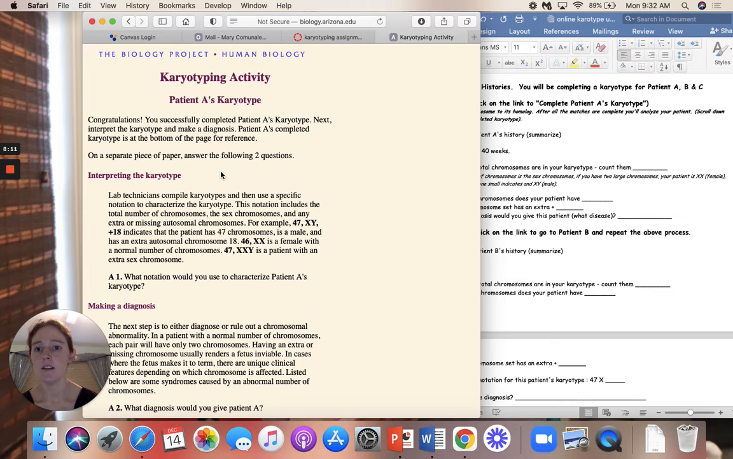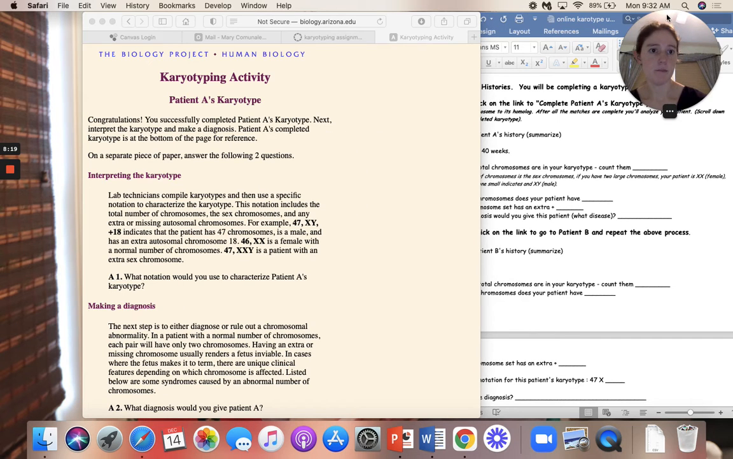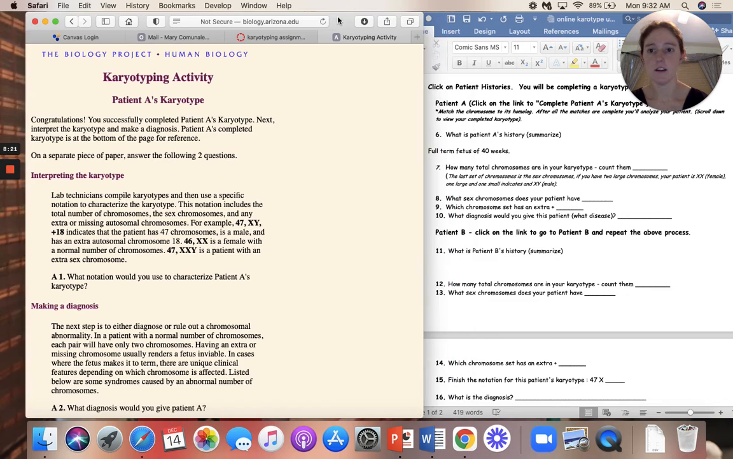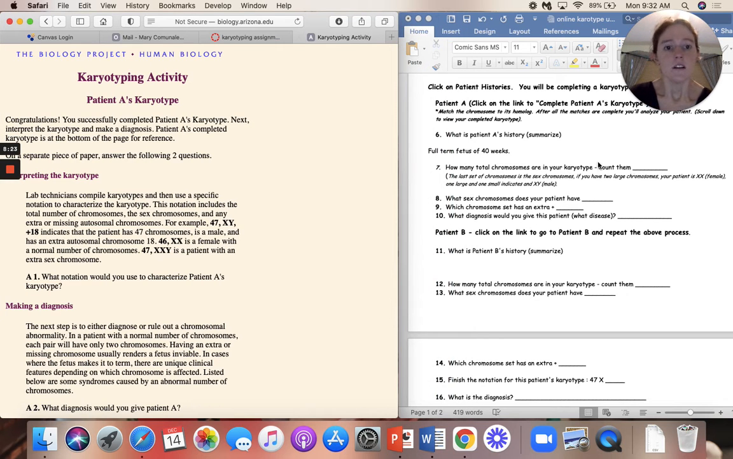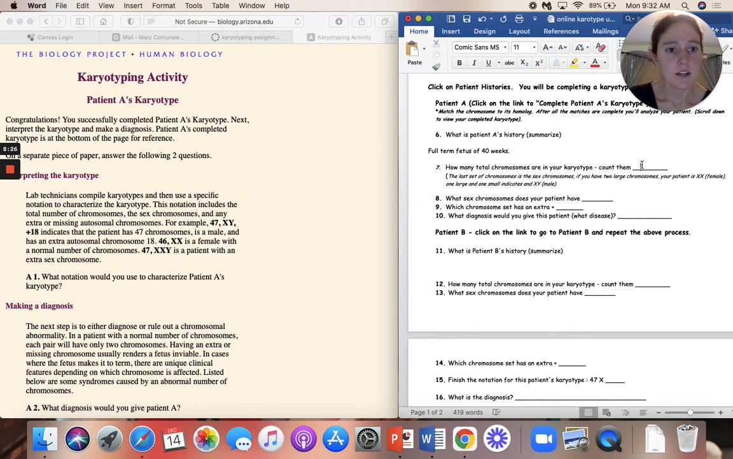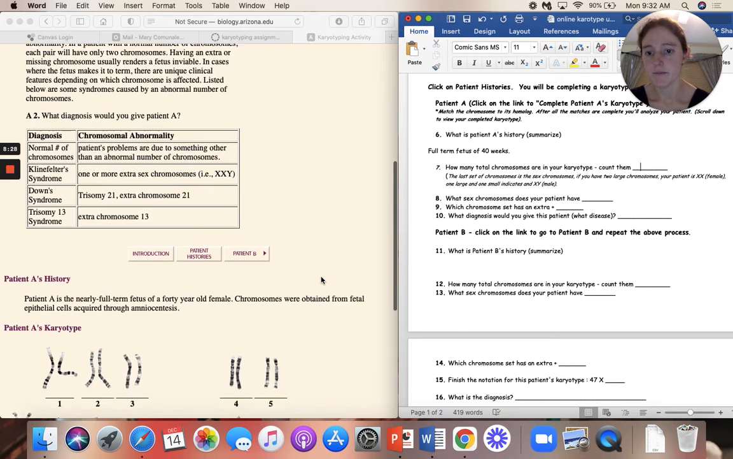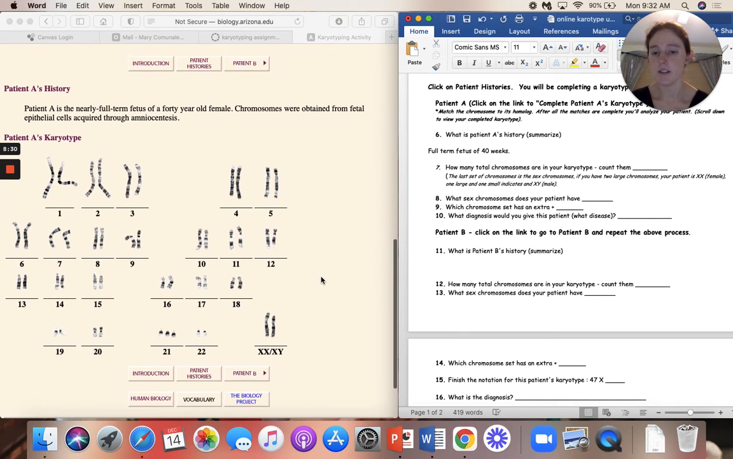Next, interpret the karyotype and make a diagnosis of patient A's completed karyotype at the bottom of the page for reference. Okay, I'm going to move myself up here so that we can read everything on this. How many total chromosomes are on your karyotype? So here's my karyotype. I have the 23 pairs, which gives me 46, and I have 3 on 1, so that's going to give me 47.